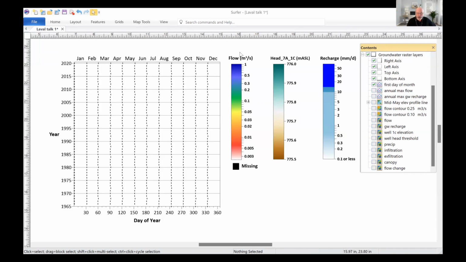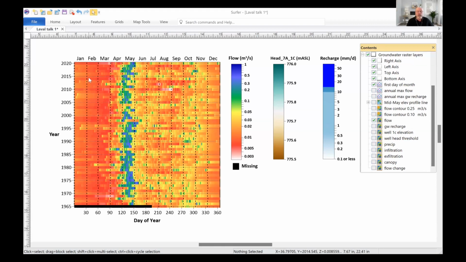So let's start with the flow here. If I turn on the flow, this is the one we were just looking at before. And at a glance, you can see that the higher values are more blue. And we see that's pretty much in May when the highest values occur.